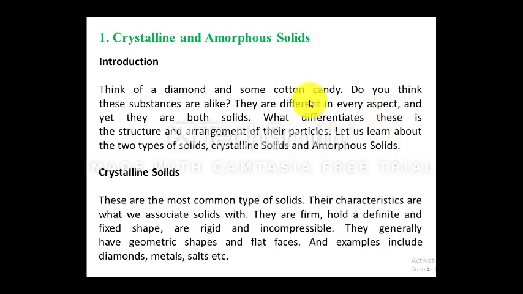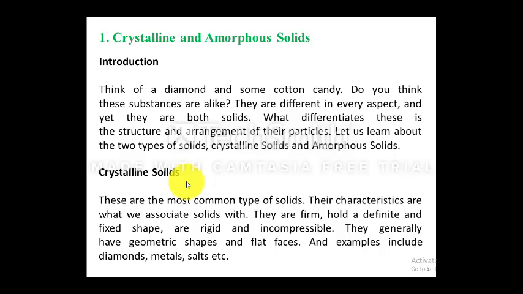Simply we can say a diamond is a very solid, firm material. It has definite shape, it has definite geometry, it is incompressible, while on the other hand the cotton candy can be compressed. It will not bear any kind of pressure, it does not have any firm geometry or shape. So this is a little difference between these two materials. So simply we can say the materials can be of two kinds. They can be crystalline or they can be amorphous.